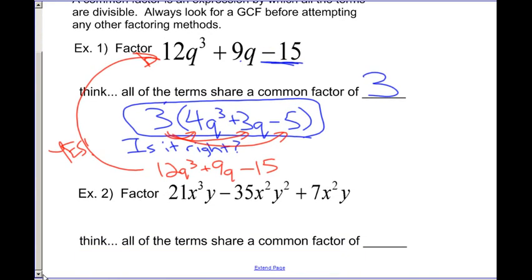Okay, let's try another common factor. Factor 21x cubed y minus 35x squared y squared plus 7x squared y. So you can probably figure out the number by which they're all divisible. 21, 35, and 7. You can divide all of those numbers by 7. The x's, they've all got at least a power of x squared. So the smallest power of x that you see on any single term is an x squared. That means it could be divided out, or it could be a common factor. As far as the y's go, the smallest power that's on every term would be a y to the 1. So that can also be divided out.